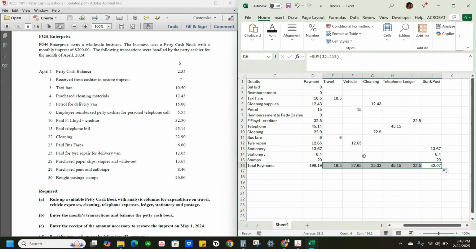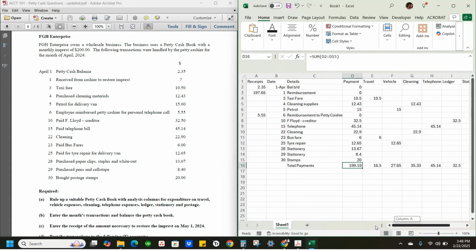Let's see which one it is. 20, 840, 1367, 1265. Oh, look, it's right here. So I have 45.14 in my payment and 45.15. It's just a simple typo. So if I had done that in my calculator, I would have seen that was entered incorrectly. So I just corrected it and everything matches up. So everything here in our payment column.